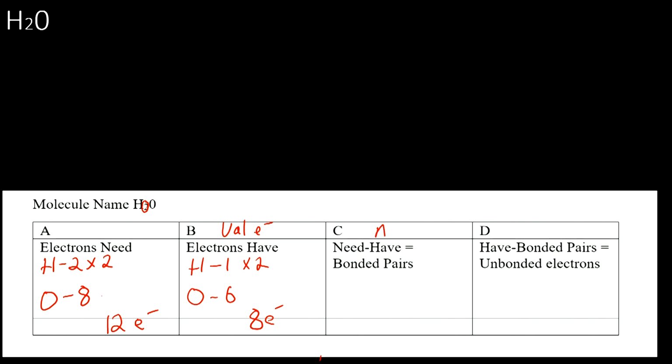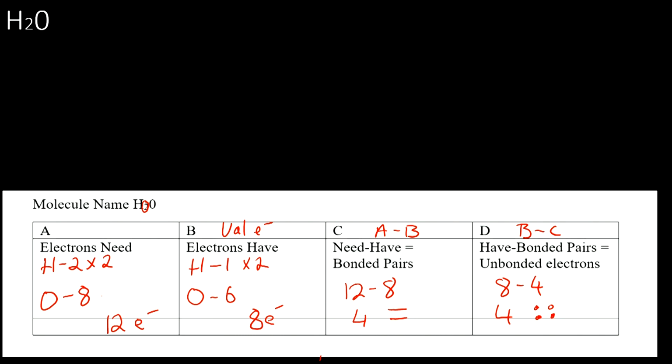Again, for column C, the difference between our need and our have, A minus B, that is 12 minus 8, giving us 4. So we will have 2 bonded pairs in a molecule of water. And then in our last column D, it will be B minus C. So it will be 8 minus 4. So that means that we have 4 electrons, or 2 pairs of unbonded electrons.